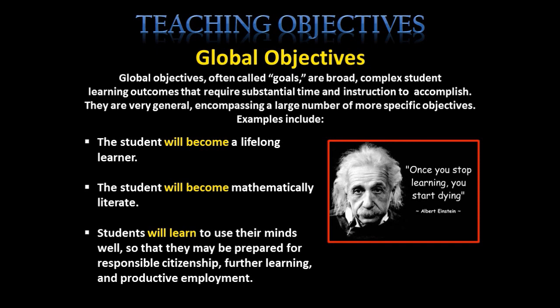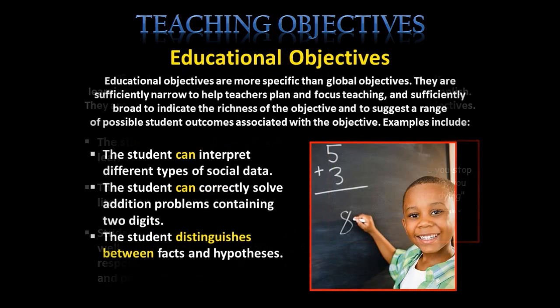Examples include: the student will become a lifelong learner. The student will become mathematically literate. Students will learn to use their minds well so that they may be prepared for responsible citizenship, further learning, and productive employment. The second type of teaching objectives are educational objectives. Educational objectives are more specific than global objectives. They are sufficiently narrow to help teachers plan and focus teaching, and sufficiently broad to indicate the richness of the objective and to suggest a range of possible student outcomes associated with the objective.